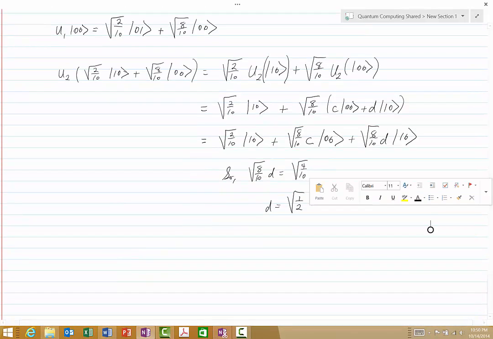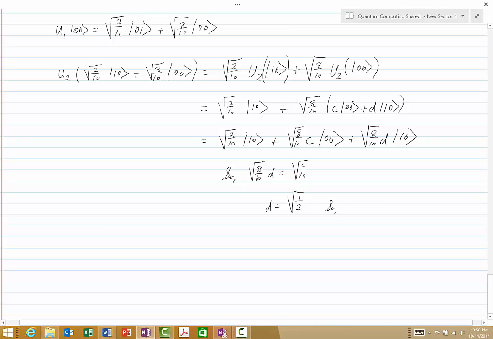And of course, if d is square root of 1/2, then we can pick, or we'll try, we'll put it that way since that's the way we worded it before. So remember that the magnitude of c squared plus the magnitude of d squared is 1, so we'll try c equals square root of 1/2 as well.